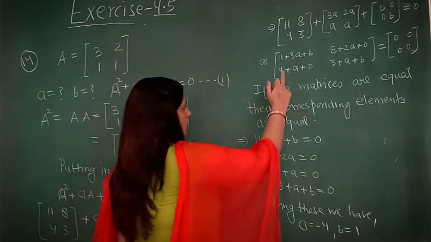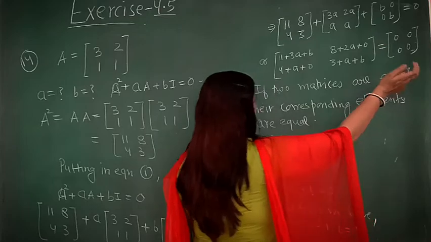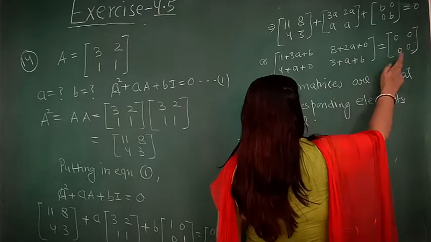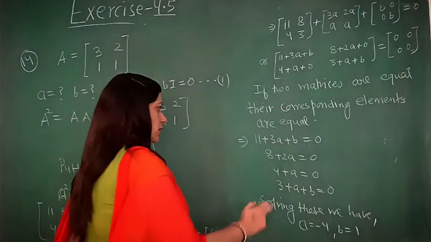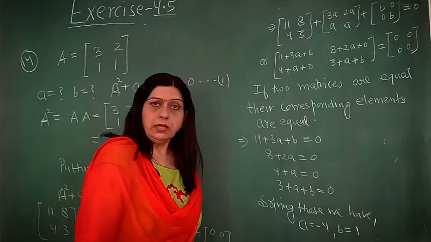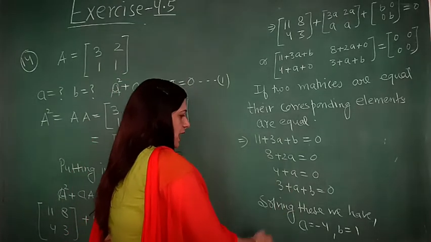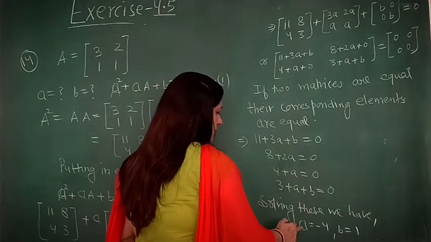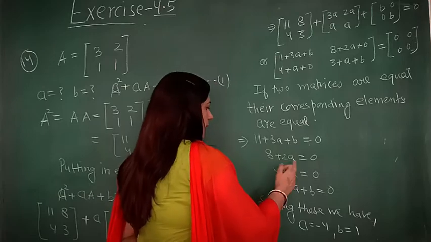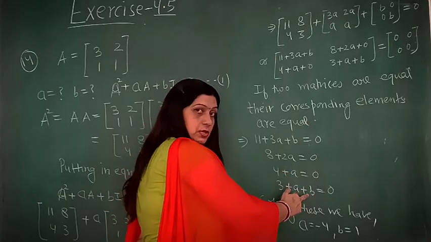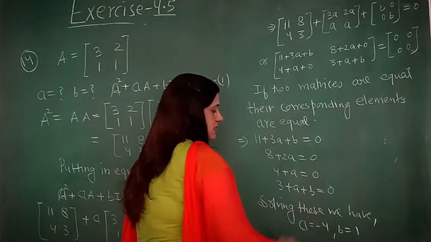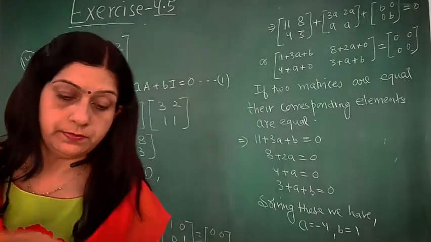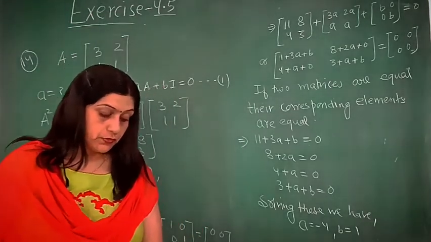So we have now 11 plus 3A plus B is equal to 0, 8 plus 2A is equal to 0, 4 plus A is equal to 0 and 3 plus A plus B is equal to 0. So now you have some equations. Now you can solve these equations and get the values of A and B. That is, from this equation you can show that A is equal to minus 4, and again by putting the value of A in the last equation you can show that B is equal to 1. Is it clear? So this was your question number 14.